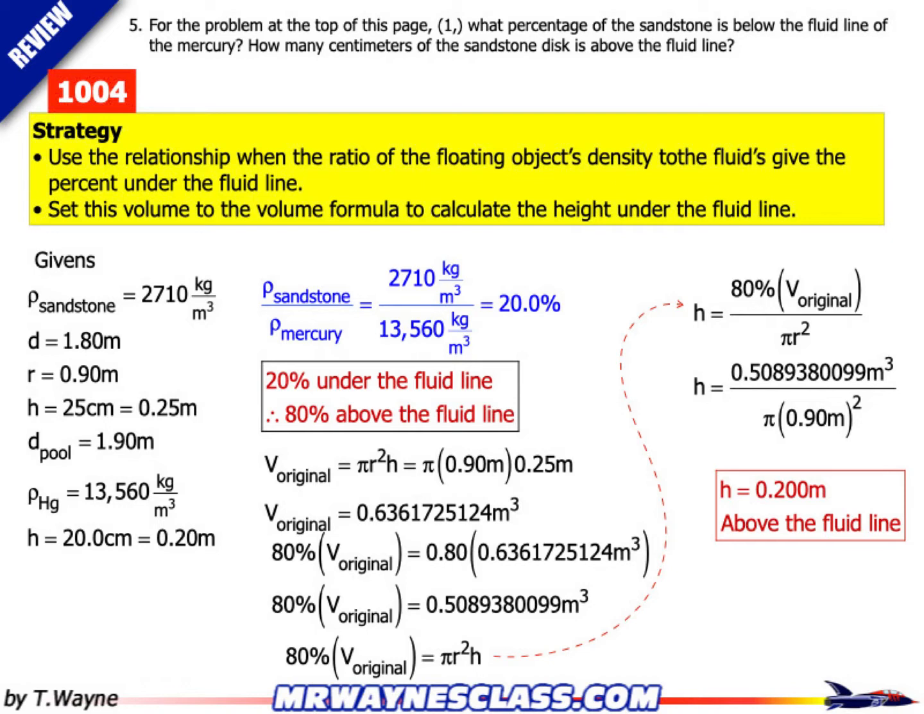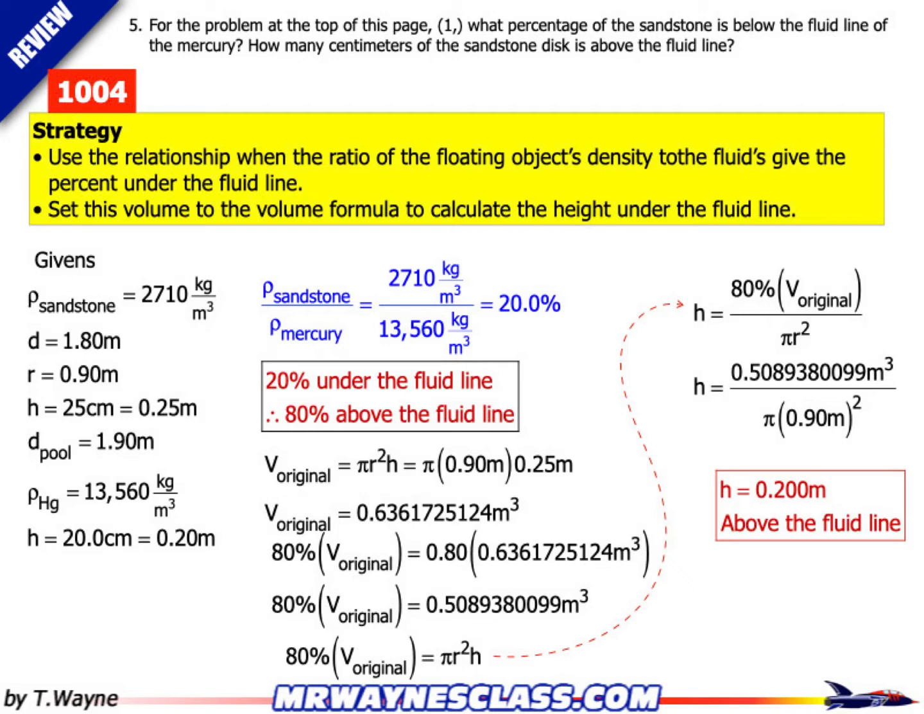All right, so on the left-hand side are all the givens from the earlier problem, number 1000. And if I'm looking at it, I know that the percent of the volume that's under the fluid line is a ratio of the two densities. So the density of the sandstone divided by the density of the mercury, and that's 20%. 20% of the sandstone is under the fluid line, so 80% is floating above the fluid line.